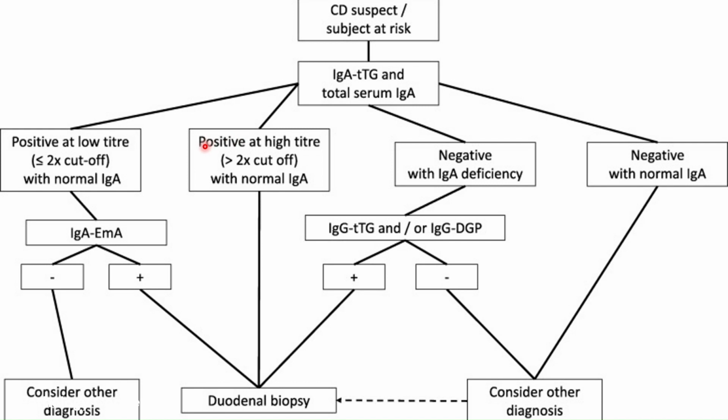Let's see the second scenario, where the IgA TTG level is positive and higher than 2 times the cutoff value with a normal IgA level. Then consider the duodenal biopsy.